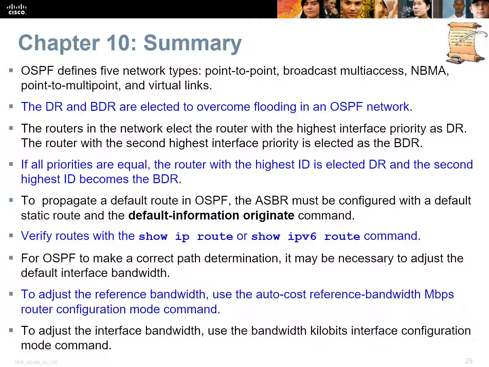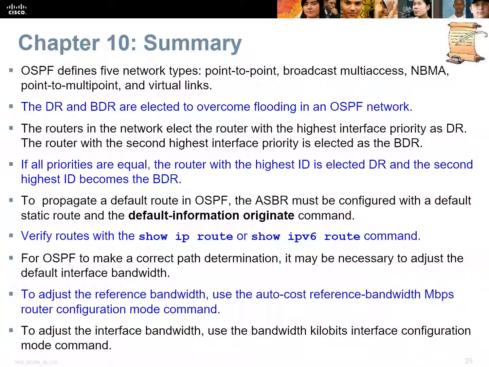The priority is the election decider, but when all the priorities are the same, it's the highest router ID. The highest router ID is either set manually, the highest loopback, or the highest active interface. Default-information originate, fantastic command. Get that default route out there.